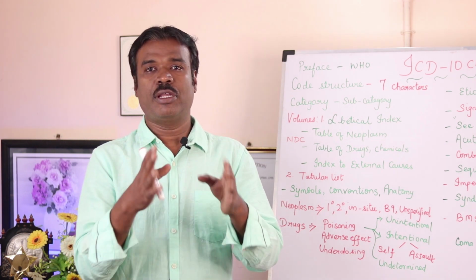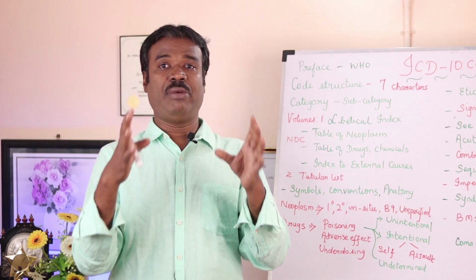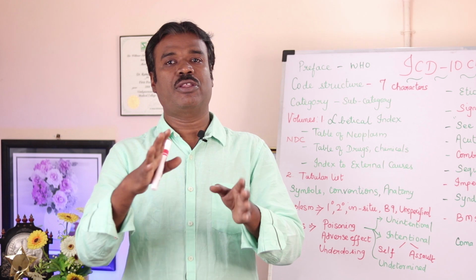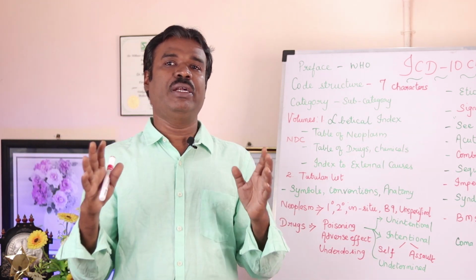Figure out the case of poisoning. Always the code for poison should be first, because that is the major cause of it. Poisoning first and then everything else. In the case of adverse effect, it is the reverse, because definitely you will be tested on it.